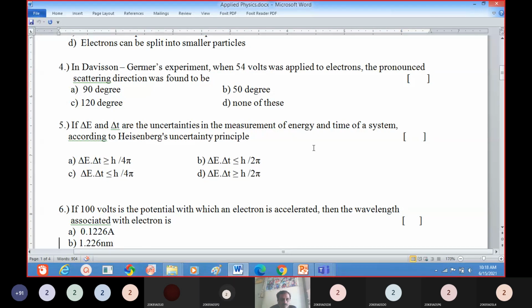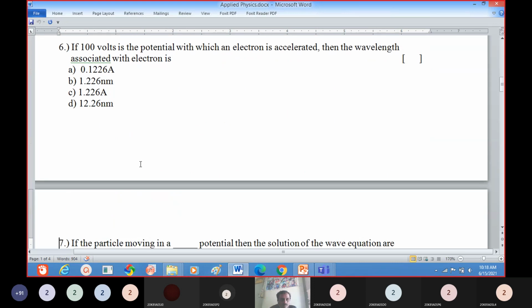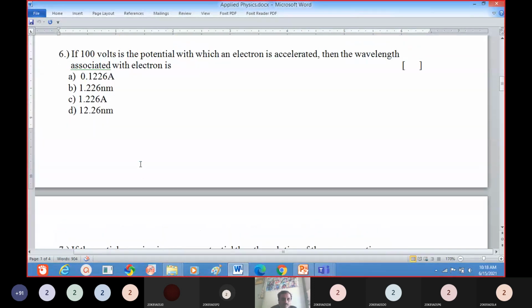Okay. Now, if 100 volts is the potential with which the electron is associated, then what is the wavelength associated with the electron? Here voltage is given, so that means we have to find the wavelength. Directly we know the formula: lambda is equal to 12.26 by root V. From that we can get the answer. So root 100 is 10. Okay, 12.26, if we are taking nanometers, then 1.226.